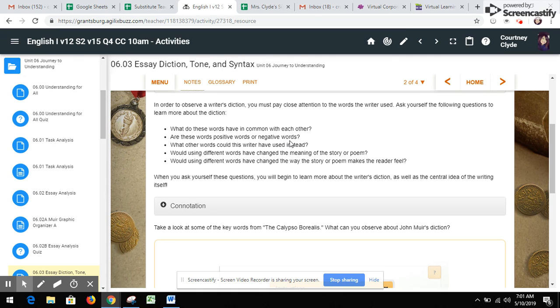Are these words positive words or negative words? Sometimes you'll come across, I felt when we talked about this the other day that he had very positive diction, right? He was talking about how beautiful things were and divine. All of those words are very positive words. What other words could this writer have used instead?